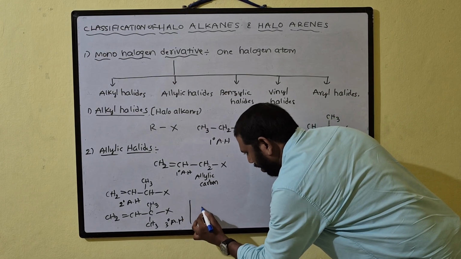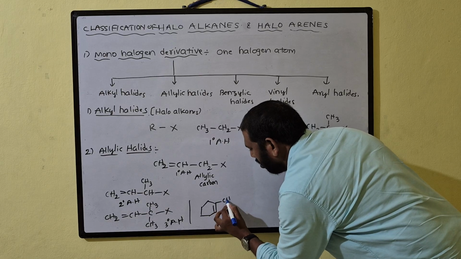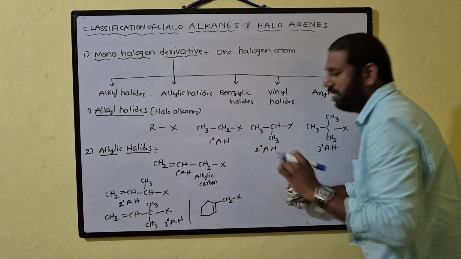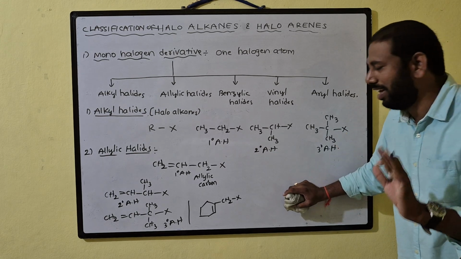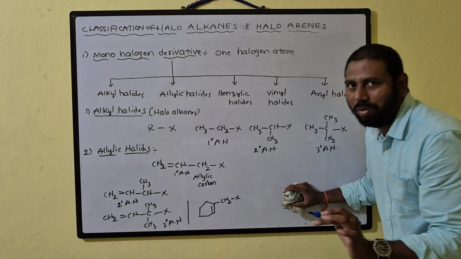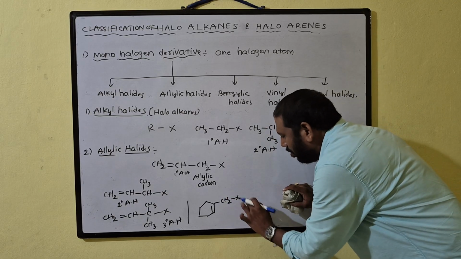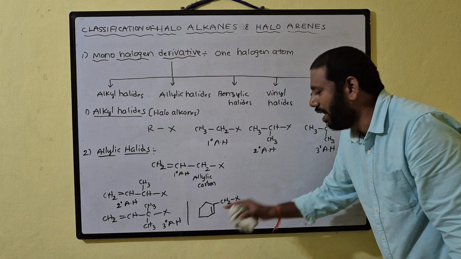Now, for example, I have taken this example. Can you see whether it is an allylic halide? Yes, it is an allylic halide, because this carbon is directly attached to a double bonded carbon, so it is an allylic carbon, and the halogen is directly attached to the allylic carbon. It is a 1 degree allylic halide.